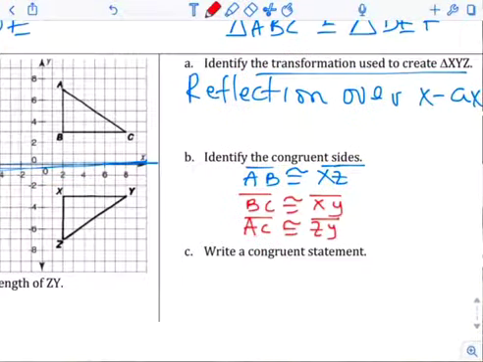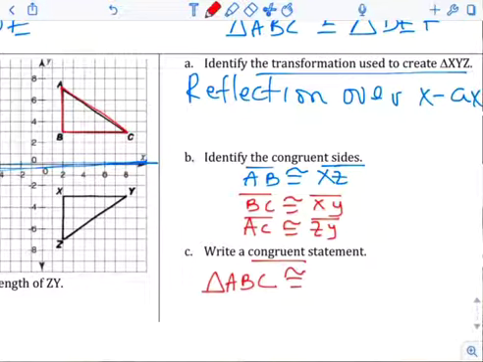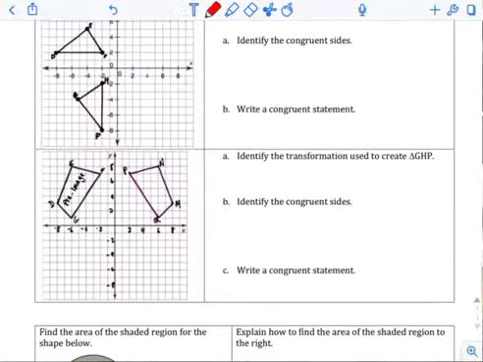Write a congruent statement. Triangle ABC is a statement. Congruent to triangle ZXY. Okay, that's a congruent statement. So you try these on your own.